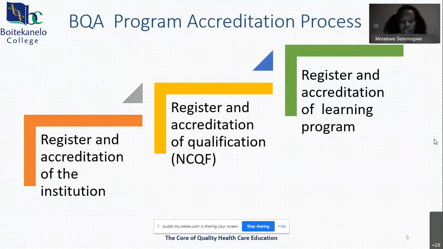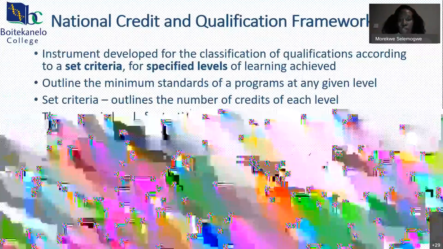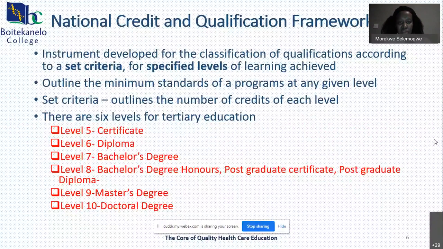Now the national qualification framework, which is the NCQF, is a framework which has set criteria and specified levels of learning that are to be achieved. So if, let's say, we want to have a certificate, there's a set criteria, or the bare minimum, of what a certificate program should have. It could be in terms of the number of credits for that level. If it's a diploma, we have a set minimum number of credits, which is dictated by BQA for that level. So it also sets the minimum standards of a program at any given level. So there is more guidance from BQA, in short.